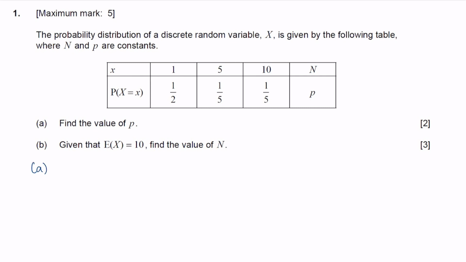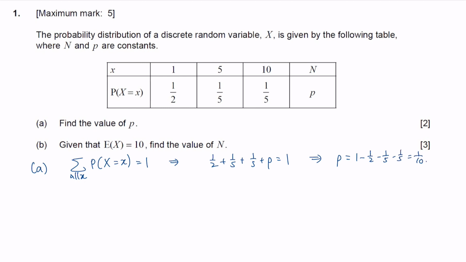So first step to do is to realize that the total probability is 1. So the sum of all the probabilities is equal to 1. And so therefore half plus 1/5 plus 1/5 plus p is equal to 1, and so therefore p is equal to 1 minus the sum of all those numbers, which is 1/10.